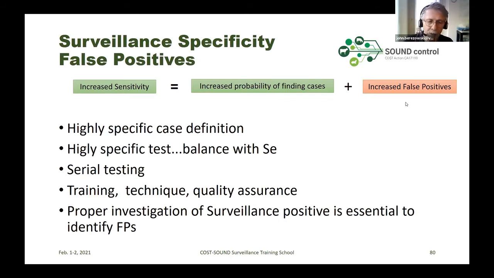And the other thing that we often do is do a full investigation of all test positives in your first round of surveillance to ensure that the test positives are true positives, or at least that you separate the true positives from the false positives.